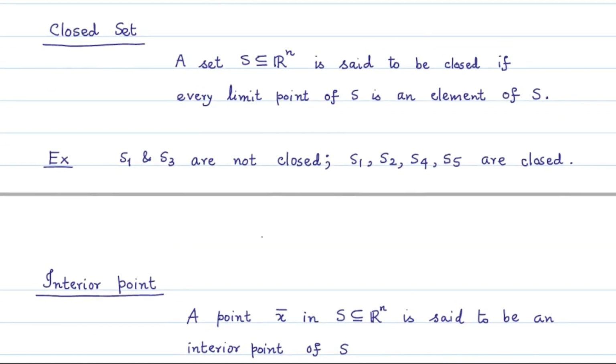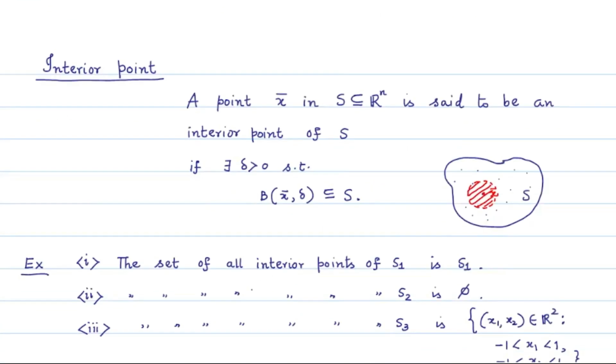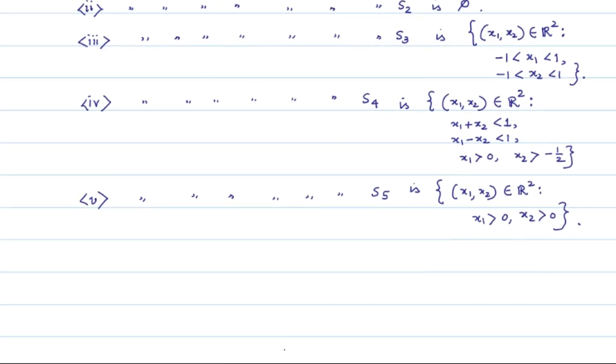Now for the sets S4 and S5, we can similarly find that any points with this strict inequality over all these four inequalities is an interior point, and any point with strict inequality over here is an interior point of the set S5. So for S4 and S5, the set of all interior points are this set and this set respectively. With the help of the notion of interior point, we shall now define the notion of an open set.